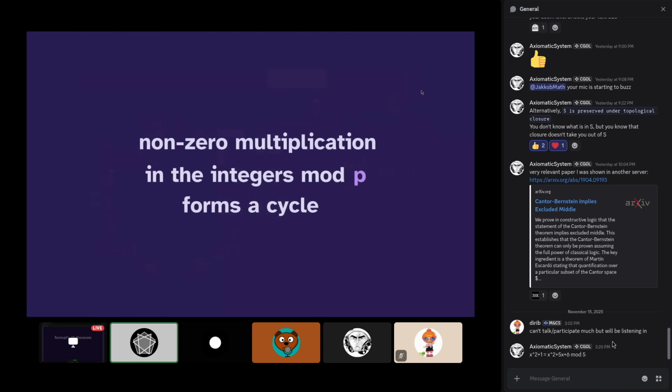So we're going to go away from the polynomials and back to the integers. We've seen that non-zero multiplication in the integers mod p forms a cycle. But this is not just with primes themselves. We also get that non-p multiplication in the integers mod a prime power forms a cycle. By non-p, I mean if we only use everything that is not a multiple of p. So this cycle generalizes beyond just the primes, also to their powers.